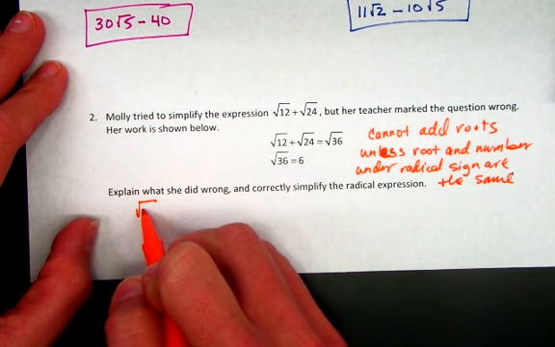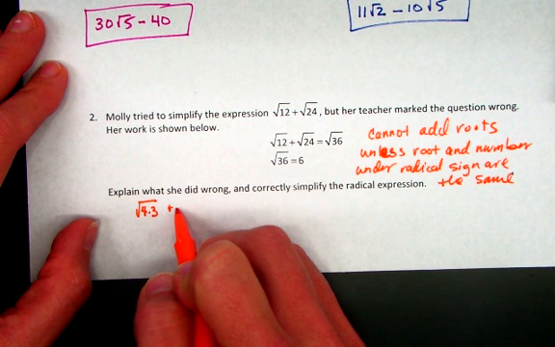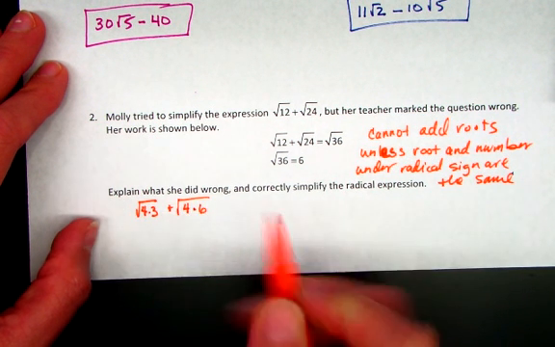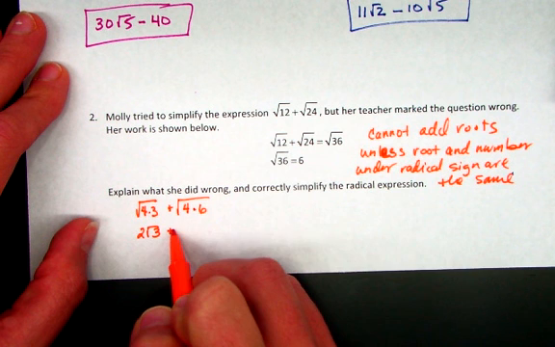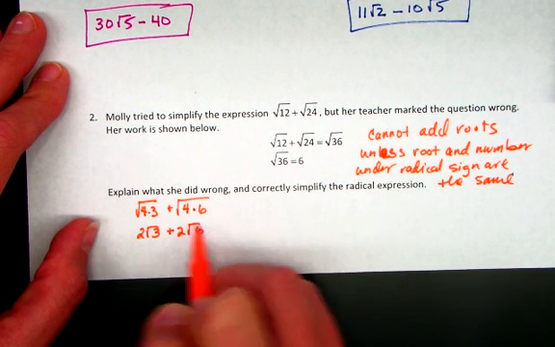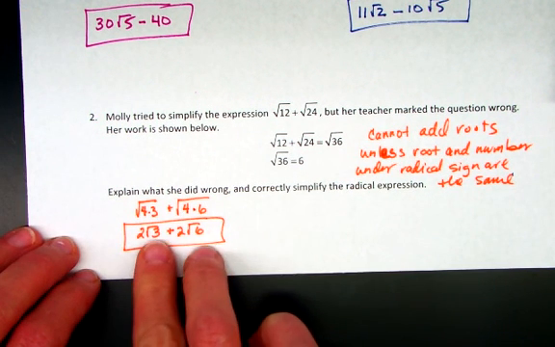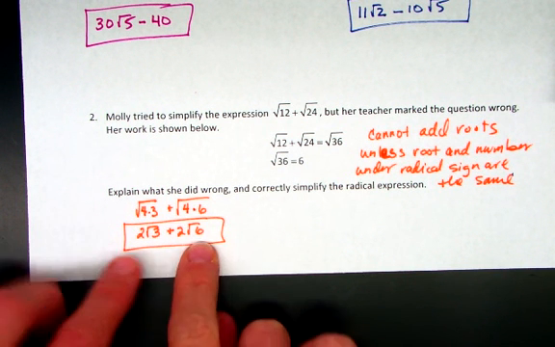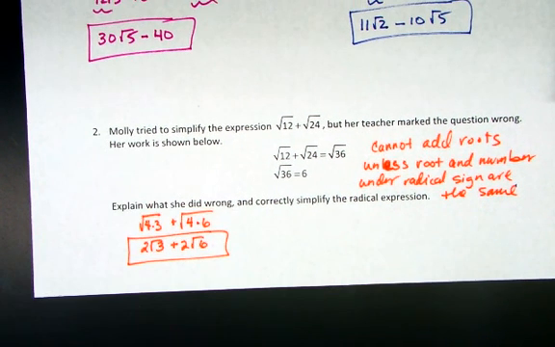Root 12 is really 4 times 3, plus root 24 is really 4 times 6. So this becomes 2 root 3 plus 2 root 6, and that is as much as we can simplify, because even though I have square roots, this is root 3 and this is root 6, so they are not like terms, so we cannot add the coefficients. We would just have to stop there.